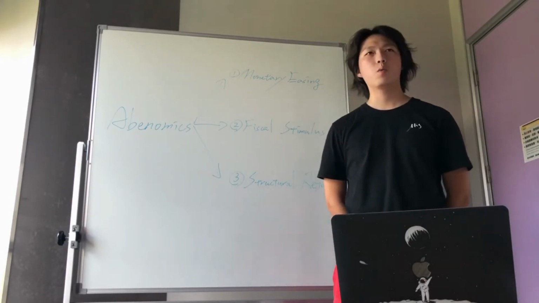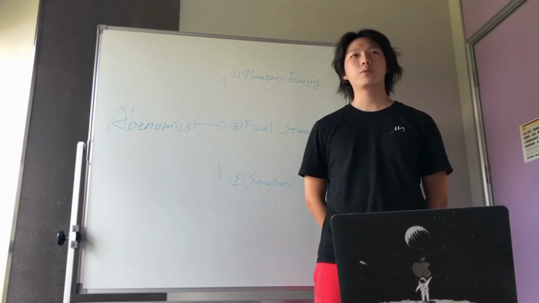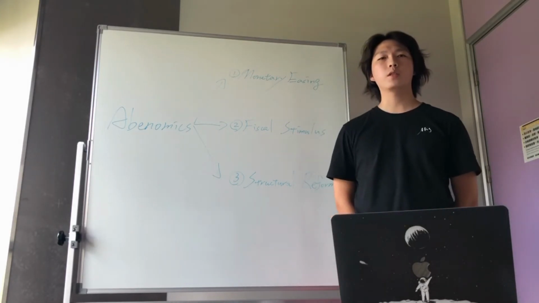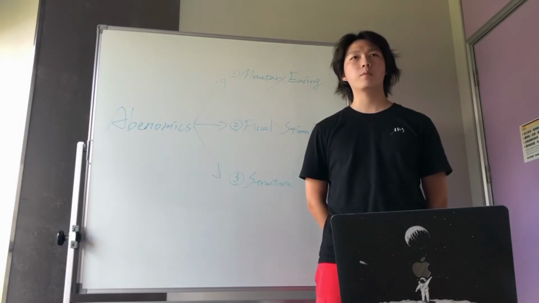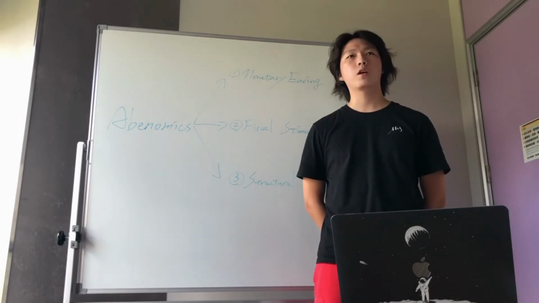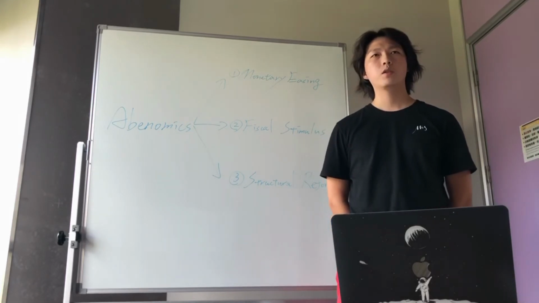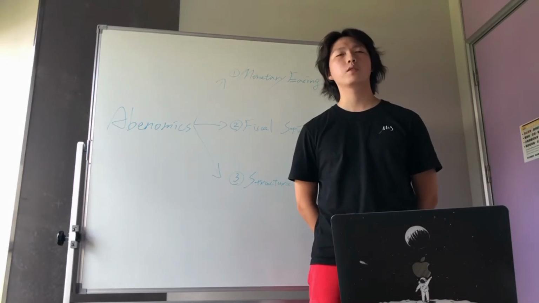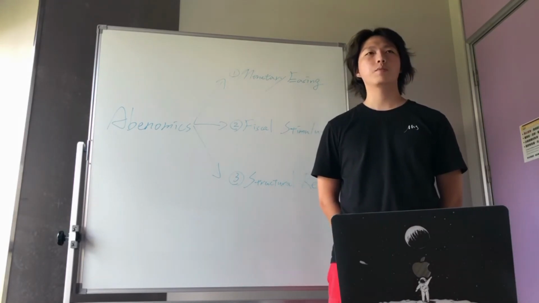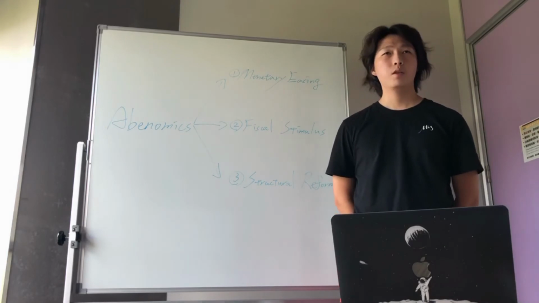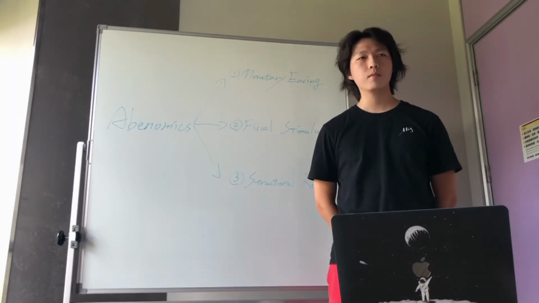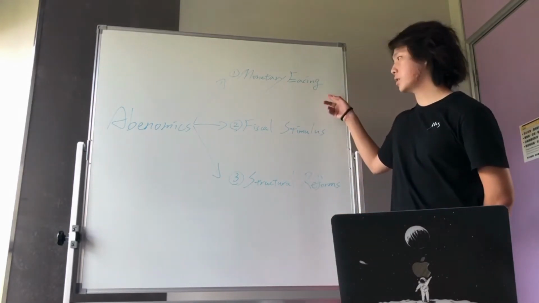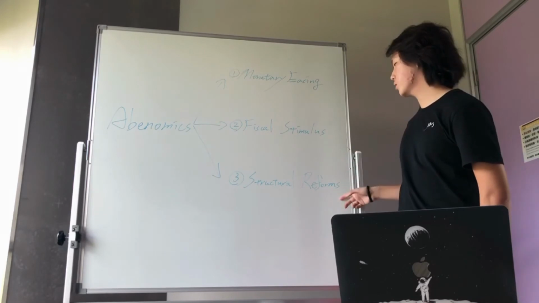For the first question, what is Abenomics? What are the 3 arrows mentioned in Abenomics? Since coming to power in late 2012, Prime Minister Shinzo Abe and his government unveiled a comprehensive policy package to revive the Japanese economy from 2 decades of deflation, all while maintaining fiscal discipline. This program became known as Abenomics. Abenomics is based upon 3 areas of monetary easing, fiscal stimulus, and structural reforms.